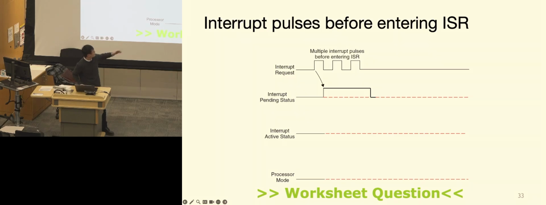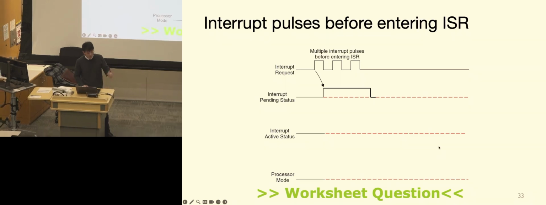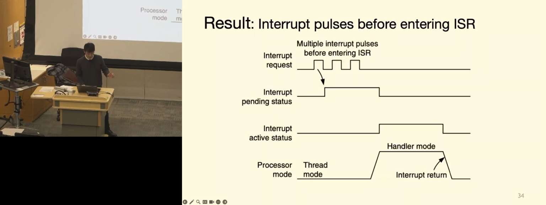Imagine if in the previous question this rising edge just goes down here, then the processor mode is probably going to rise up somewhere here, instead of going all the way back to here. Hope that's clear.